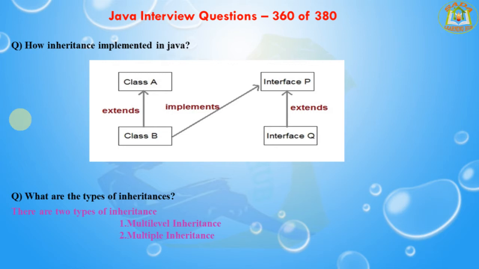The next question is, what are the types of inheritance? There are two types of inheritance. The first one is multi-level inheritance and the second one is multiple inheritance. Getting the properties from one class object to another class object level wise with some priority is known as multi-level inheritance.